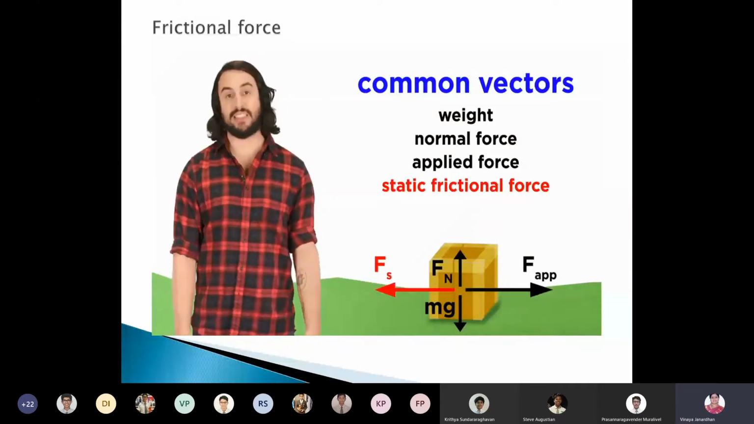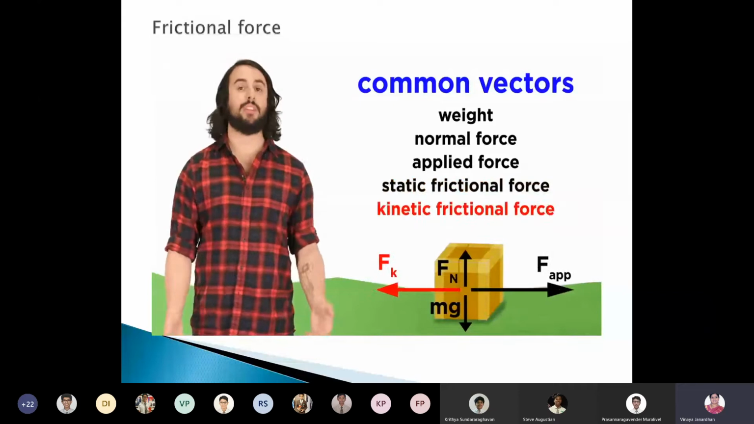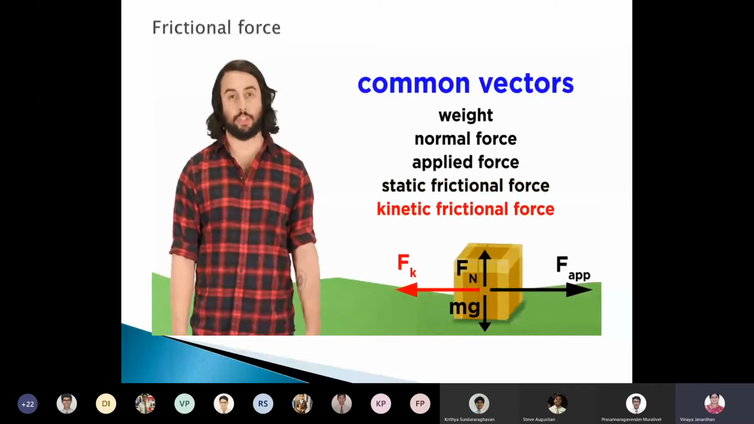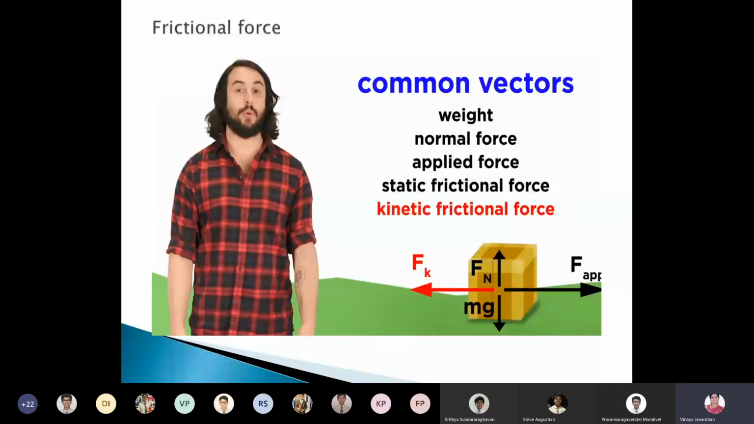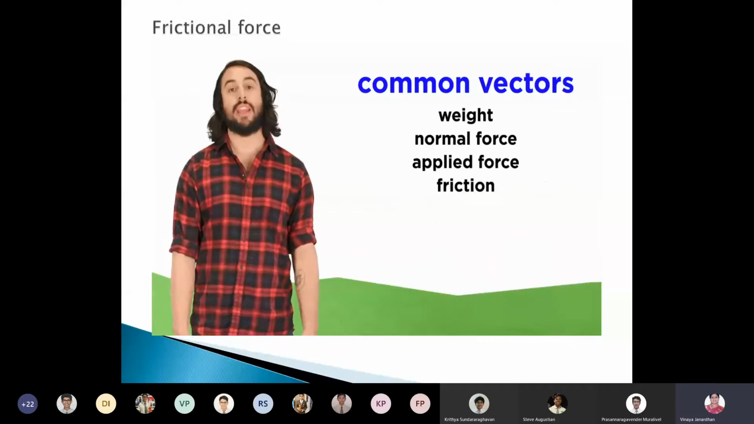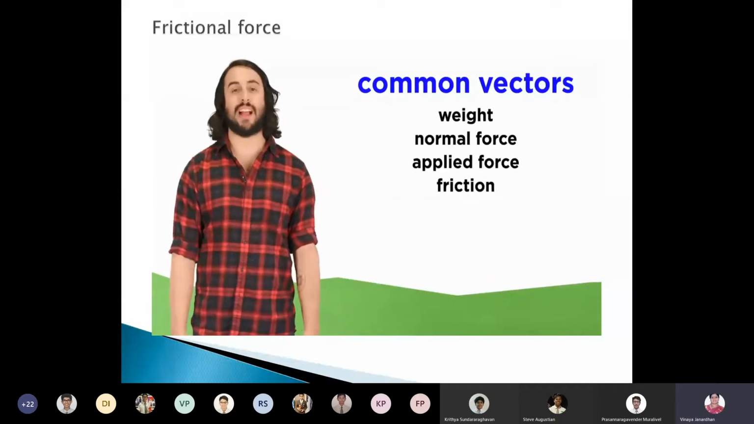If the applied force exceeds the maximum friction, the object will accelerate in the direction of the push, and the kinetic frictional force will oppose its forward motion. So we can expect to see these four vectors in lots of the free body diagrams from this point forward.